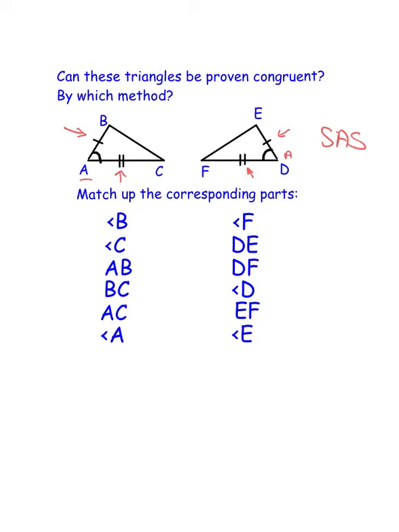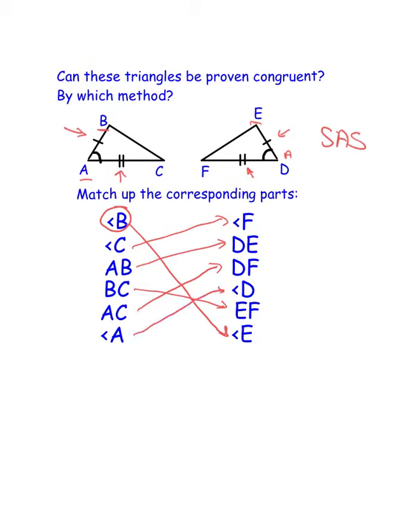Now we want to match up the corresponding parts, meaning if I cut these pictures out, what would line up with what? Angle B, in this case, would line up with angle E, right here and right here. Angle C would line up with angle F. Side AB is marked with 1 slash. That lines up with DE. Side BC has no markings, so that goes with EF. Side AC has 2 slashes on it. That goes with side DF because that also has 2 slashes. And angle A is marked, and so is angle D.